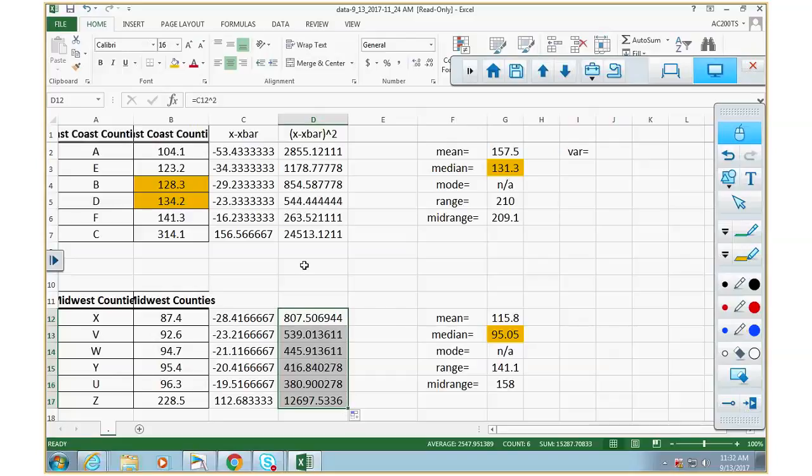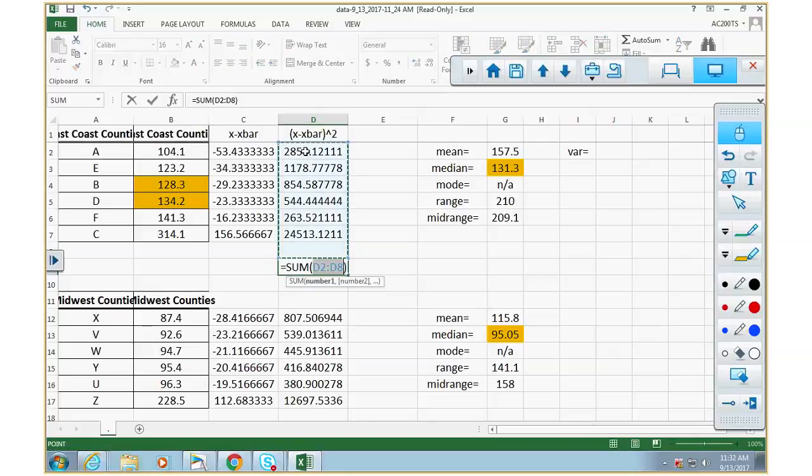And what do we need for the numerator of the variance? Add that last column up, Hubert. That's right, class.